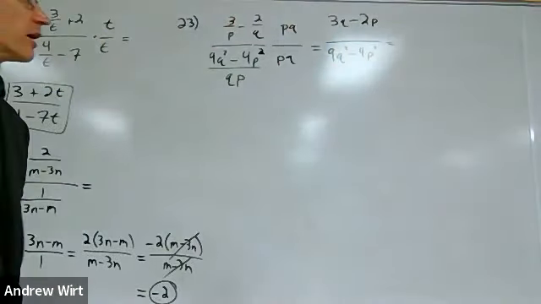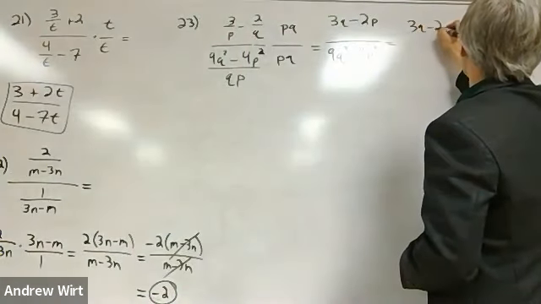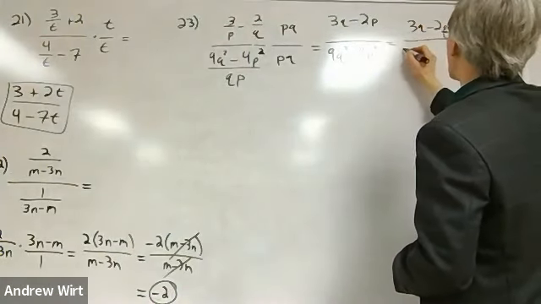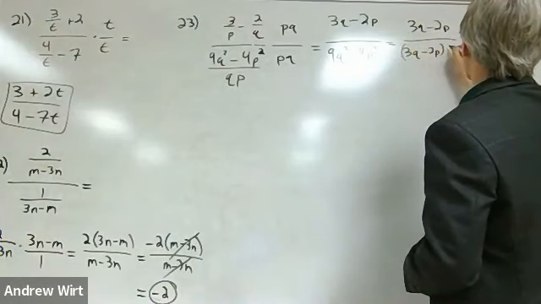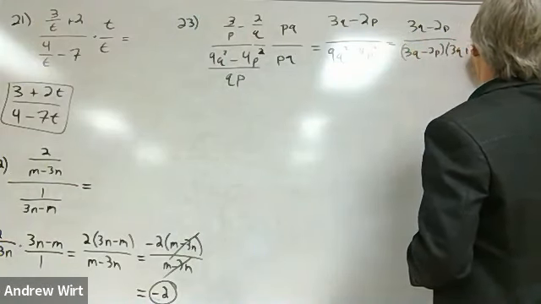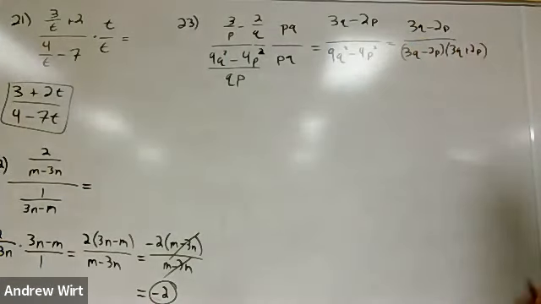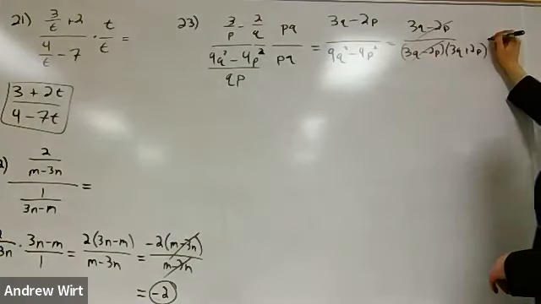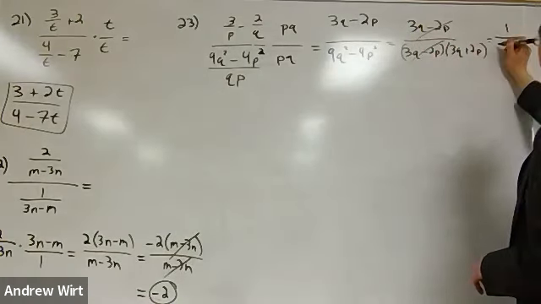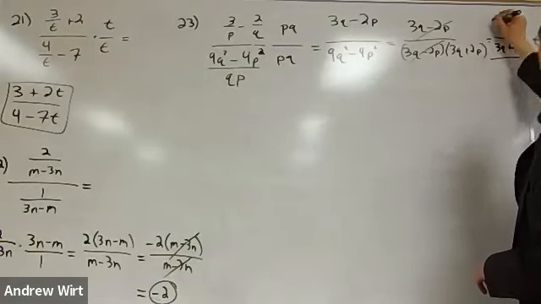And now we can factor the bottom. Back to factor and cancel. Right, difference of squares, factor that. And now we got matching 3q minus 2p's. And final answer is 1 over 3q plus 2p.